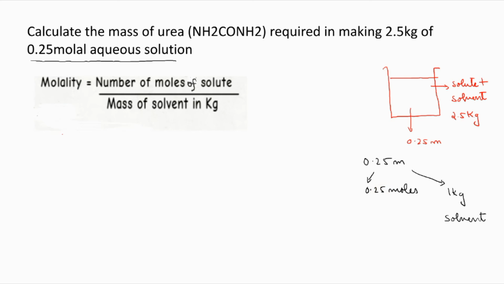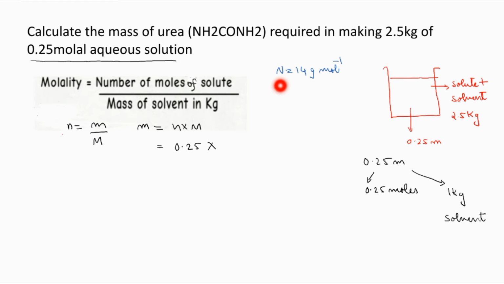From that, is it possible to calculate the mass of the solute? Yes. What is the shortcut formula? Number of moles is equal to given mass divided by molar mass. So, what will be the mass of urea? Number of moles into molar mass. So mass is equal to 0.25 into what will be the molar mass of urea?